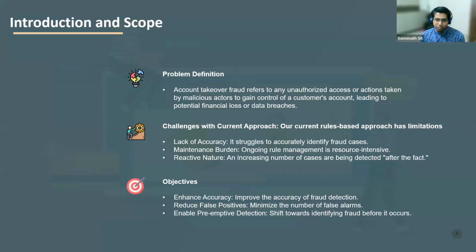Reduce the false positive. I'm not sure you are aware of what a false positive means. It means I'm saying that it is non-fraud, but it is actually wrongly labeled non-fraud, meaning it is a fraud. Enable preemptive detection, before the fraud even happens. It should not be rule-based, where after the fraud has happened you say okay, this was fraud.